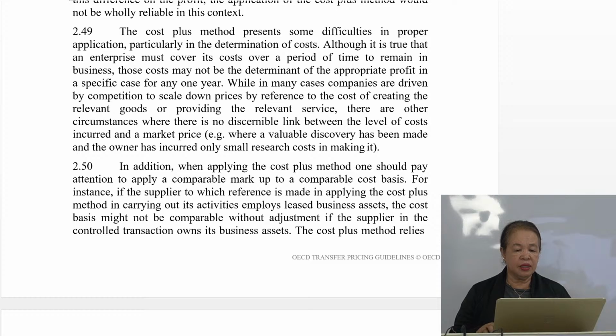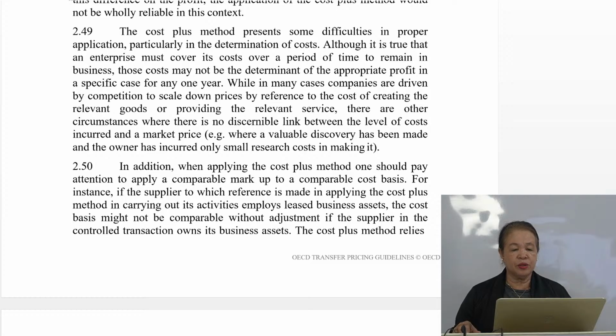So in addition, when applying the cost plus method, one should pay attention to apply a comparable markup to a comparable cost basis. So the markup is very important. Why? Because the cost plus the markup is responsible, no, for the operating expenses. So the markup, doon pa i-charge yung operating expenses. That's why very careful, no? Kasi baka lugi lang yung company.